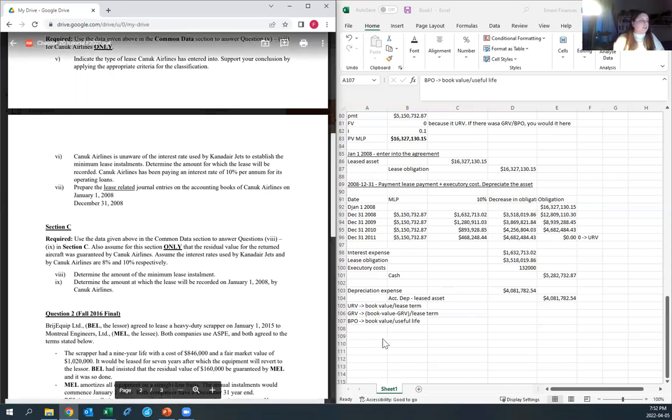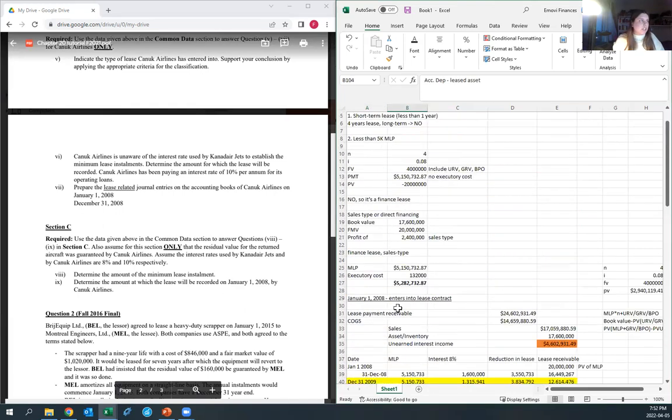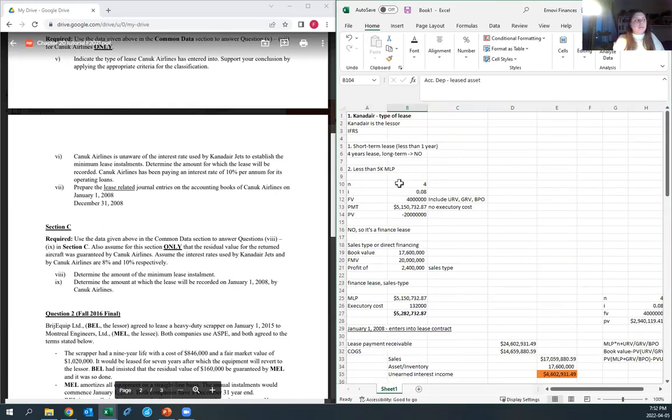So first, the minimum lease payment when there's a guaranteed residual value is going to be the same. It's not going to change because we find the minimum lease payment using the lessor's information. So here, they always include the amount regardless if it's unguaranteed, guaranteed, or BPO. So the lease payment is going to be the same.